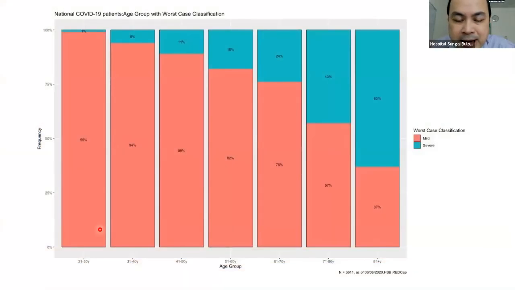As we know, one of the main factors of who gets severe disease is age. So the moment you've crossed 50 or more, and if you cross 60, then suddenly the chances of you having severe disease and eventually death becomes higher and higher.